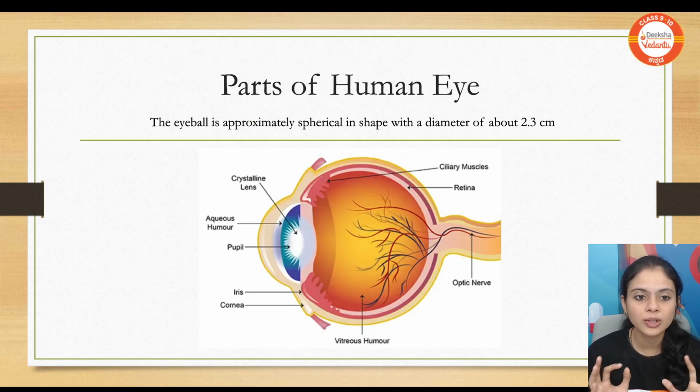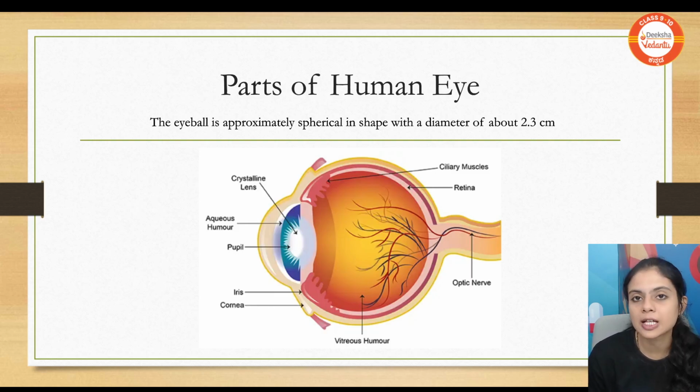So let's start with the parts of the human eye. You know that in the human eye chapter, the important things are defects of vision and drawing the human eye, right? So those who haven't learned how to draw the human eye, just go and learn it, and I'll be explaining the parts over here. On your screen you can see the human eye.